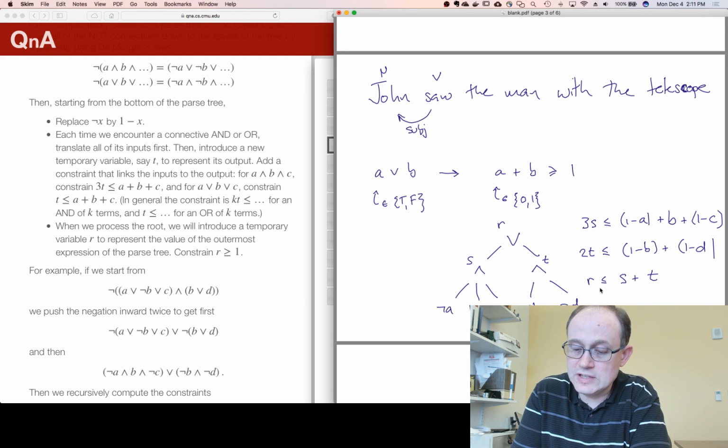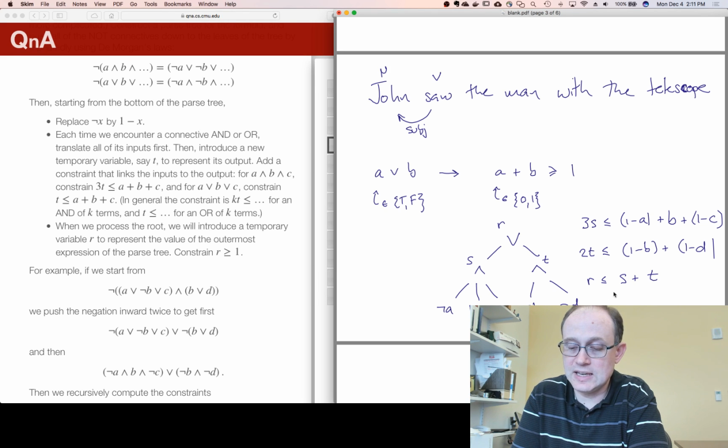And so since this is an OR constraint, we just say that R, instead of 2R, is less than or equal to S plus T. That says that if either S is 1 or T is 1, then R can be 1. If they're both 0, then R has to be 0.